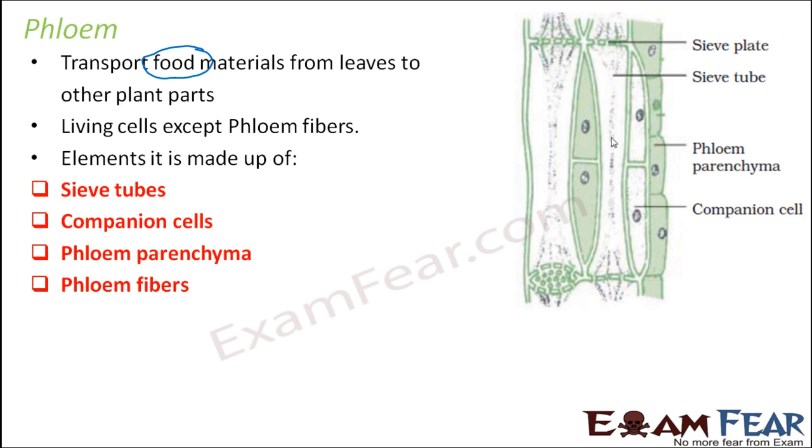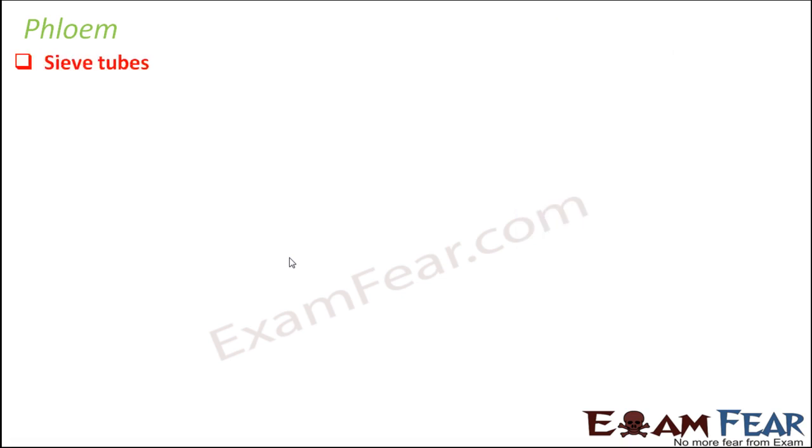So if you look at the sieve tube, it is nothing but a tube-like structure. Companion cells are cellular structures which are accompanying the sieve tube. So basically it is just adjacent to the sieve tube. Phloem parenchyma are the normal parenchyma cells with cytoplasm and nucleus, and phloem fibers are the dead cells which are basically for support. So let us talk about each of these elements. We'll start with sieve tube.